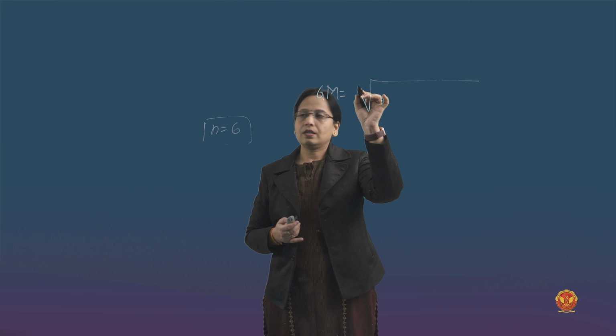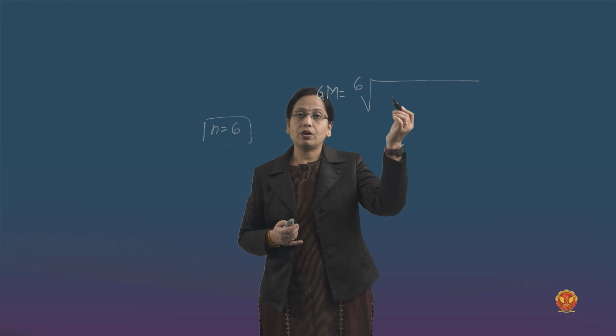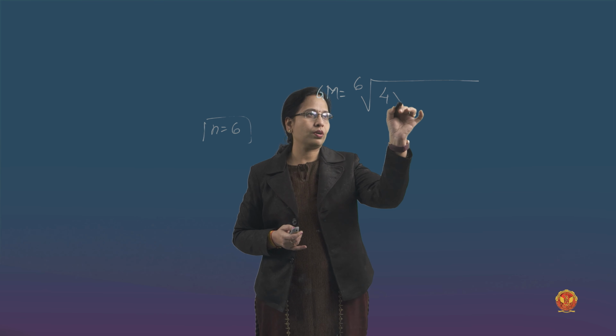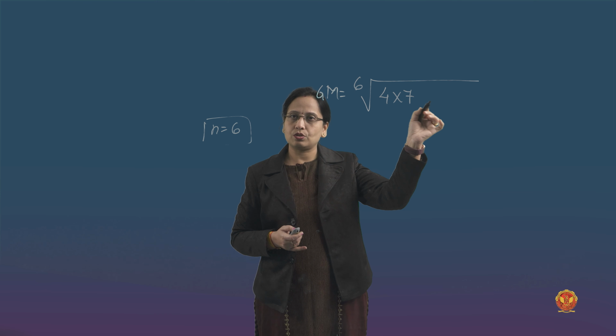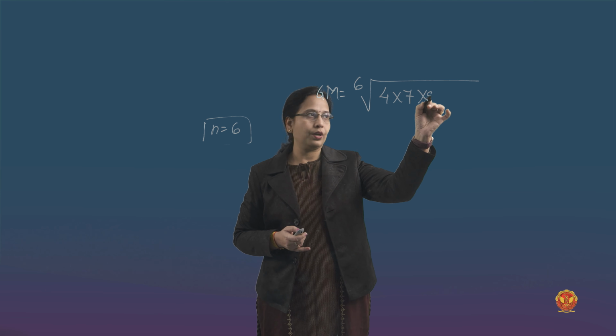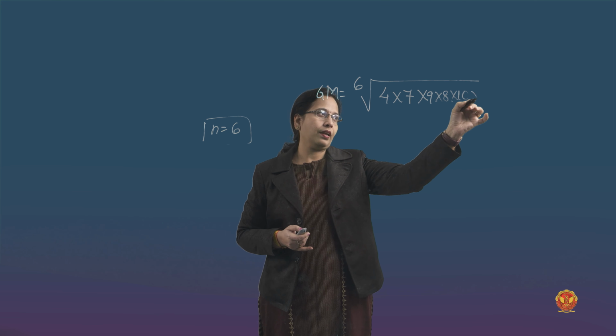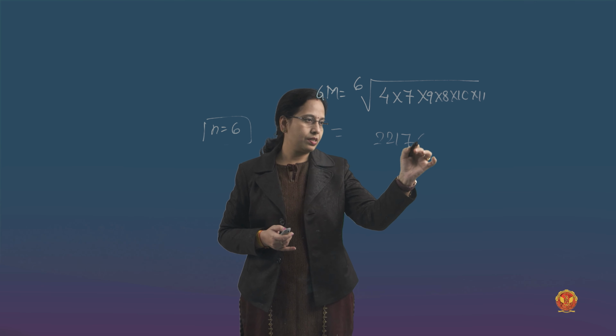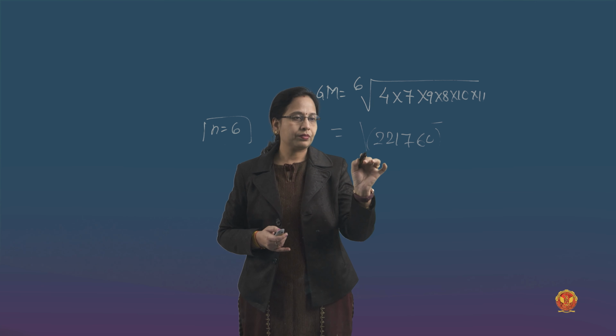So what do we do? You can simply apply the geometric mean formula. What was the geometric mean formula? Nth root. How many observations are there? 6. N means the number of observations, which is 6 in this case. So we apply the 6th root of what? Of the product of the observations. The product of the observations has to be 4 into 7, because these are the percentages of the 6 years, into 9, 8, 10 and 11. When you find this product, you will get the value 221760. And then you have to find the 6th root of it.